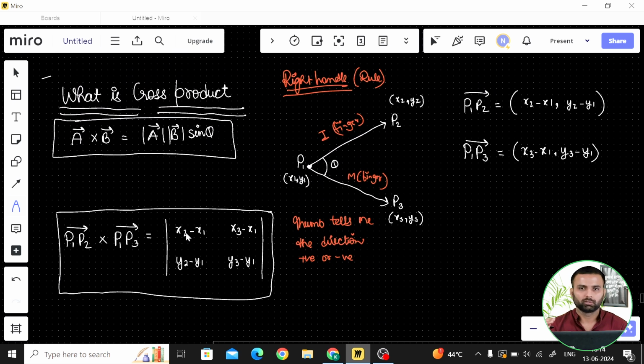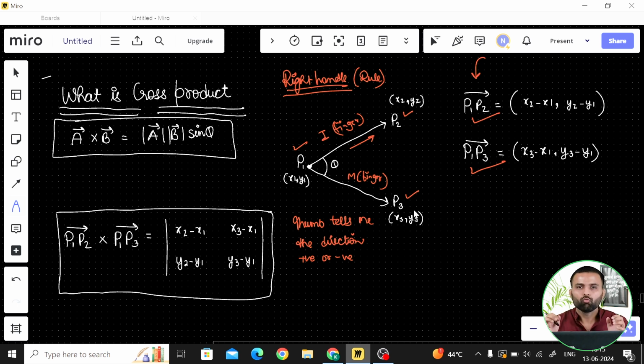So what is the cross product? As I said, here we have two line segments. First, let's assume this is P1 P2, and the second one is P1 P3. So there are 3 points: P1, P2 and P3. We have the coordinates themselves, and with the help of these coordinates we make P1 P2 and P1 P3. We just subtract the coordinate values and we get the P1 P2 vector, and similarly P1 P3. Now we have P1 P2 and P1 P3, meaning this one and this one.